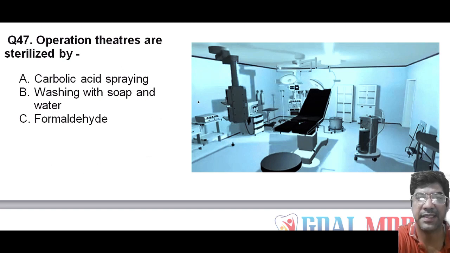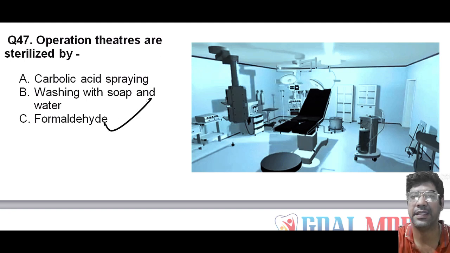Operating theaters are sterilized by using formaldehyde gas. We know formaldehyde is an effective disinfectant and sterilizing agent that is used to fumigate and sterilize the environment, including the surfaces and equipment in the operating rooms. So the answer is C.